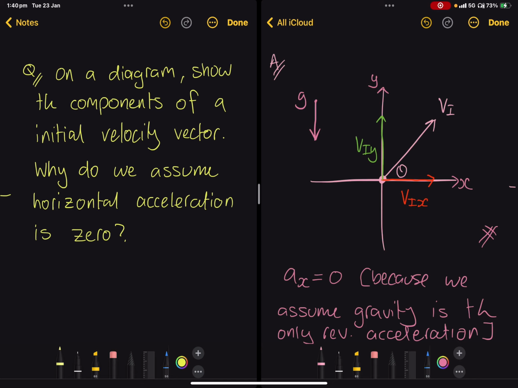And that's roughly true in most circumstances. When you get to higher levels of physics, you stop doing this. You start assuming quadratic air drag, wind resistance, or other types of accelerations. You might have magnetic field accelerations, etc. But for this kind of mechanics, this is the answer we have.